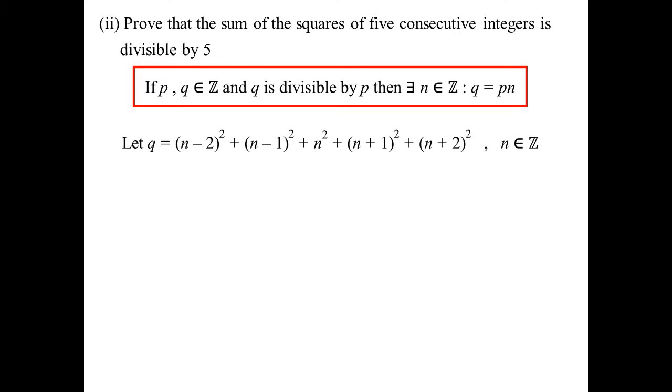So I want to prove that the sum of these 5 squares is divisible by 5. But you'll notice I didn't go n plus 1, n plus 2, n plus 3. I decided to make it symmetric to make the expansion easier. They are still 5 consecutive integers, because you've got n minus 2, n minus 1, n.